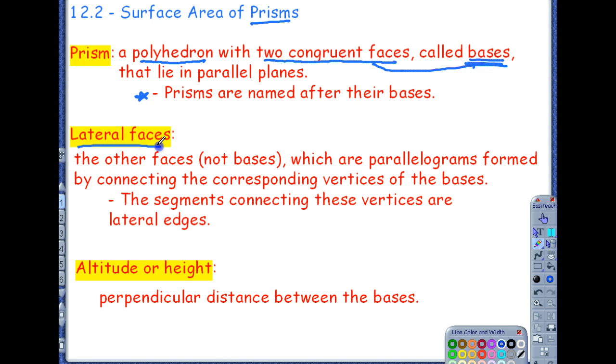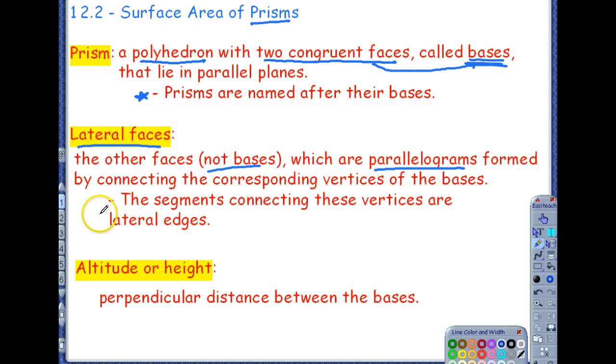Now, some other vocabulary: lateral faces. We know the faces of a polyhedron or prism, because that's what we're focusing on, are all of the polygons. Lateral faces are basically the faces that are not bases. The bases have an actual name; lateral faces are the rest of the stuff. These are always parallelograms, and they are formed by connecting, notice, the corresponding vertices of the bases. When we show you a visual of this, it's all going to make sense. Right now, it's just a bunch of words.